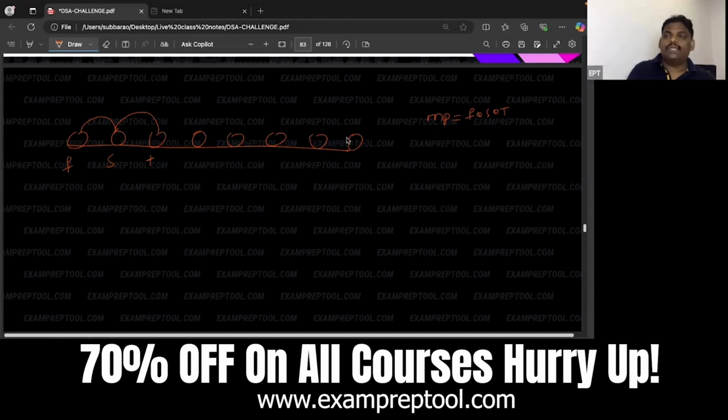Now that will be compared. F is fixed, T rotates. So with the new one, compare the old one. Comparing the old FST value and the new FST value, if the new one is bigger, update. Otherwise, don't update. Next one, that will be compared with the next one. Like that, do one round.